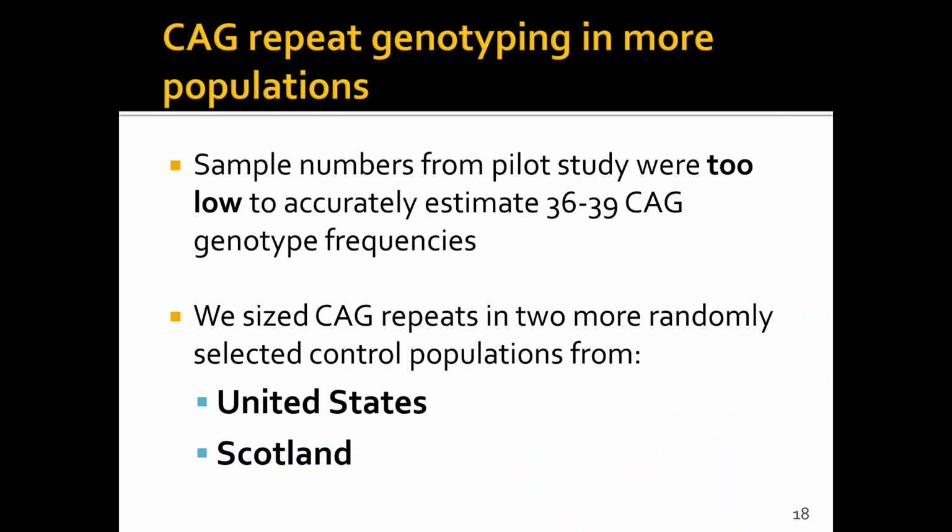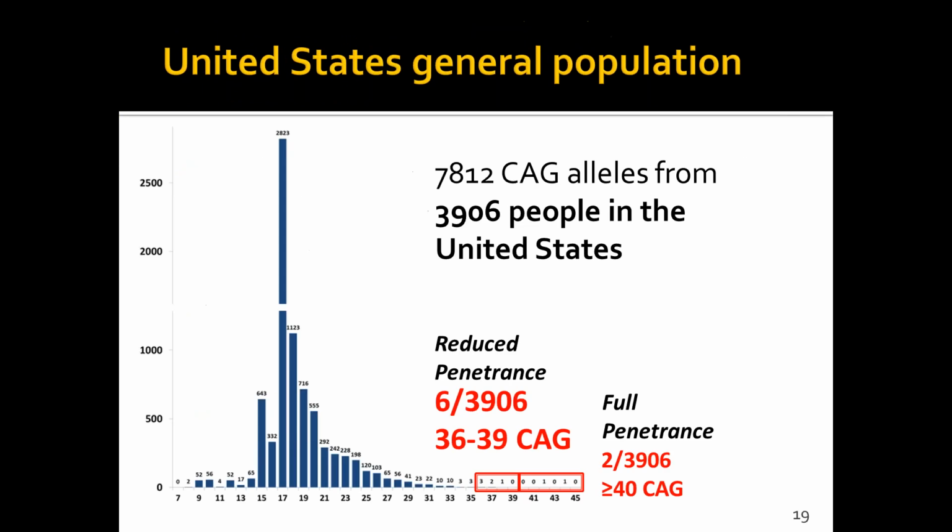So we decided to do genotyping in more people, in more populations, because although this was really tantalizing data, it didn't really give us, statistically speaking, a clear idea of how frequent the repeats were. We really needed to genotype more. And also we wanted to know how many full penetrant alleles there were. We didn't see any in the Canadian individuals that we looked at. So we looked at 2 more populations, from the United States and from Scotland.